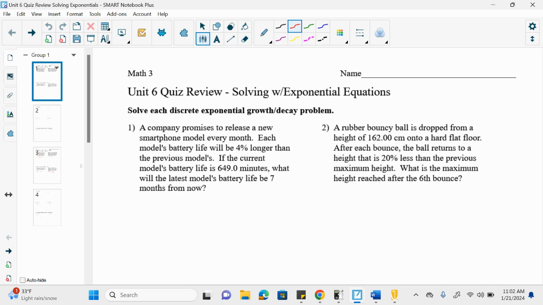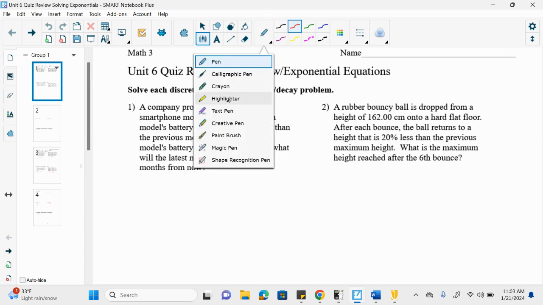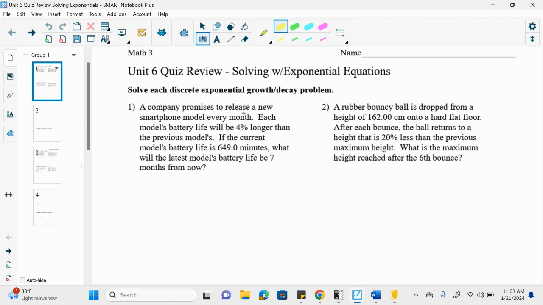So let's see. Number one says a company promises to release a new smartphone model every month. Each model's battery life will be 4% longer than the previous models. The current model's battery life is 649 minutes. What will be the latest model's battery life 7 months from now? Okay, so this is an exponential situation because each model every month will be 4% longer than the previous models. That's a percent increase problem.